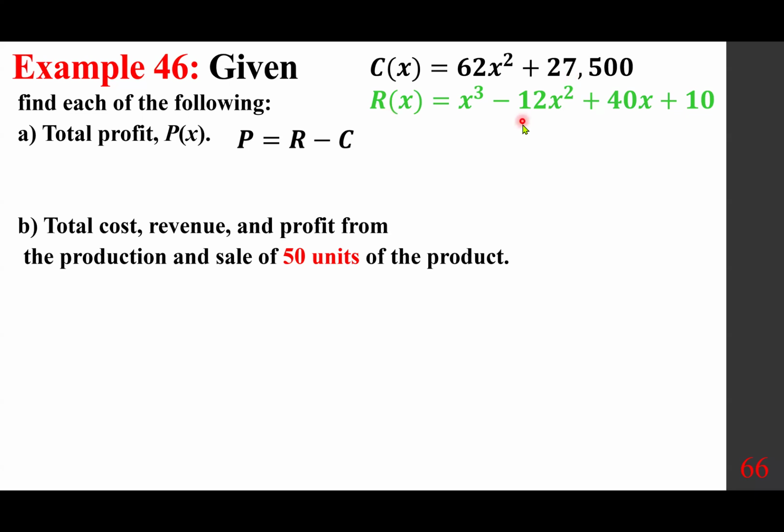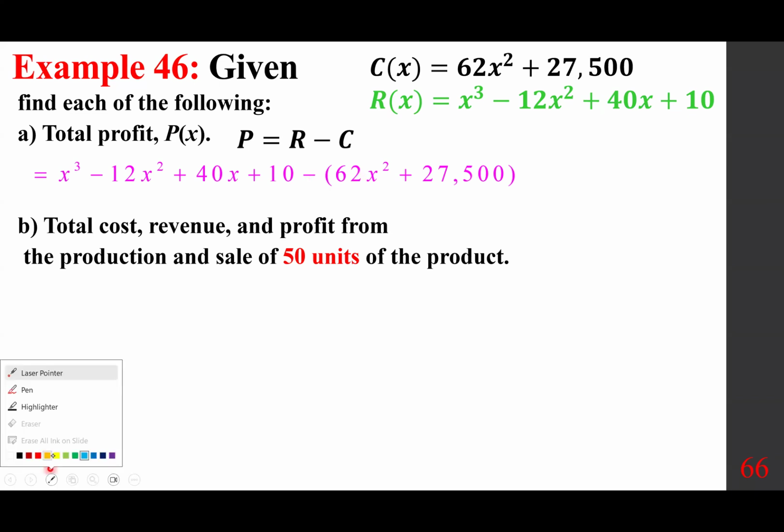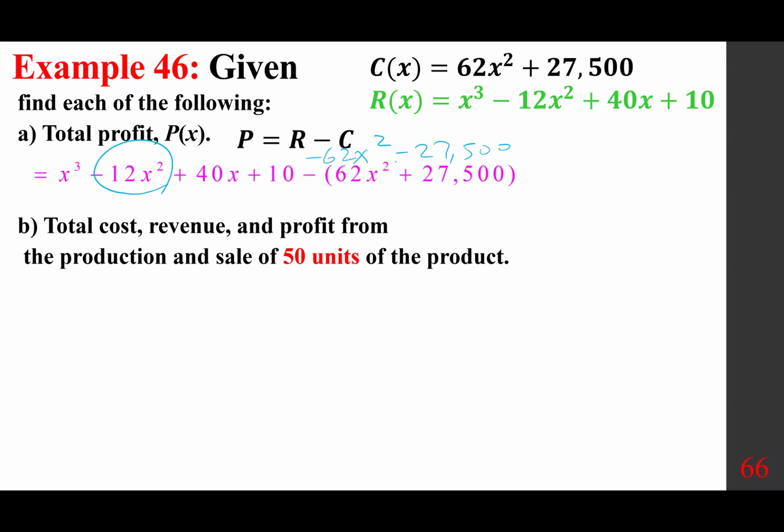So we're going to subtract the cost from revenue. We're going to distribute, of course, and we get minus 62x squared minus 27,500. These two combine and the rest basically remain unchanged.